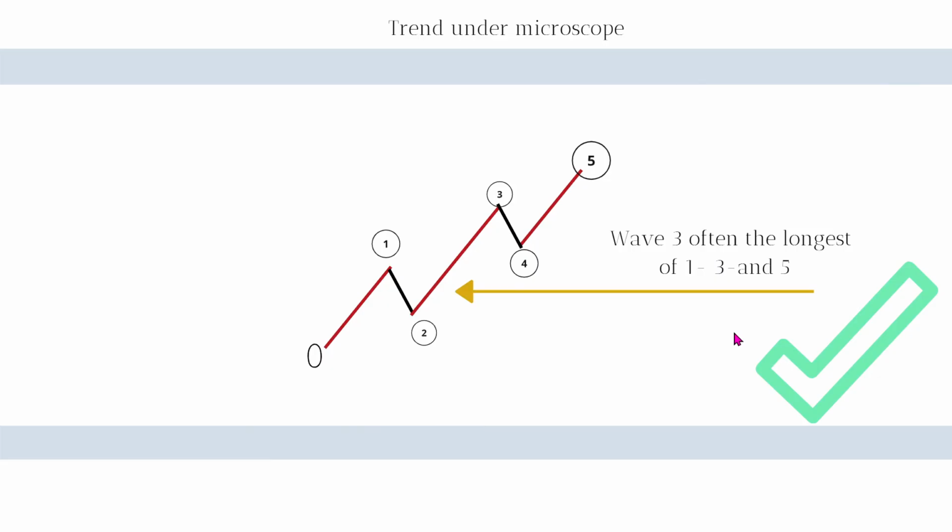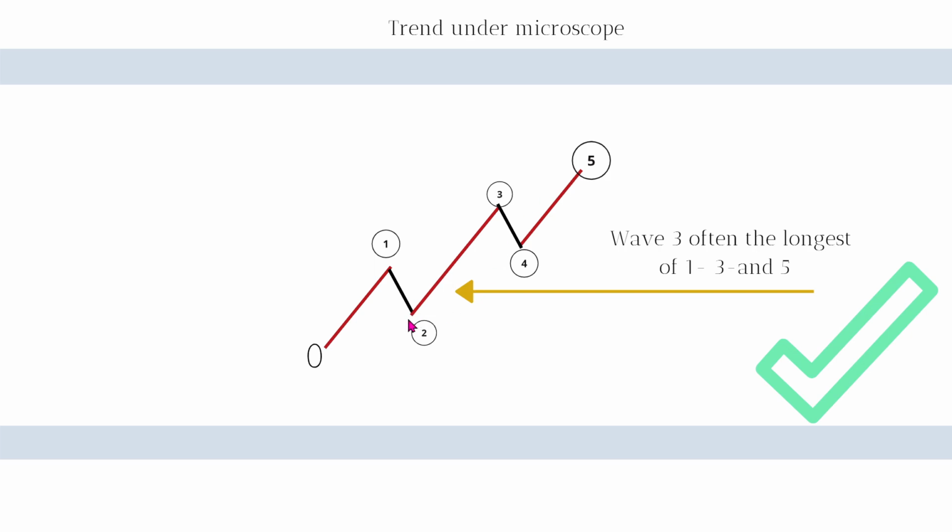So if we put the trend under a microscope to analyze it further, according to Elliott wave, we are looking at this third leg here. It's often the longest of the motive wave legs. So the first wave, and then we get a correction, and then we get the third wave, and then a correction, and then the fifth wave. So the third wave is often the longest. So this is a tick. This is a valid trend.